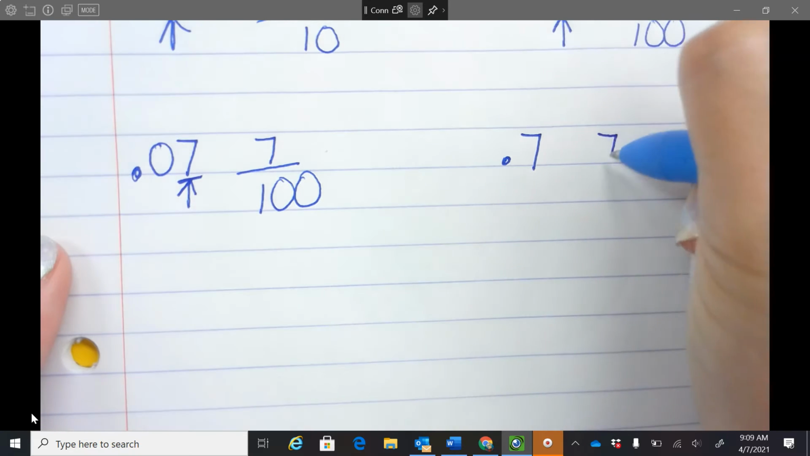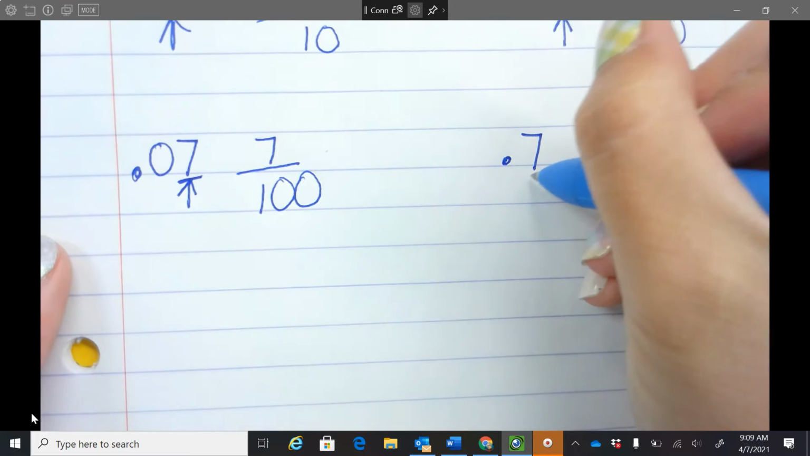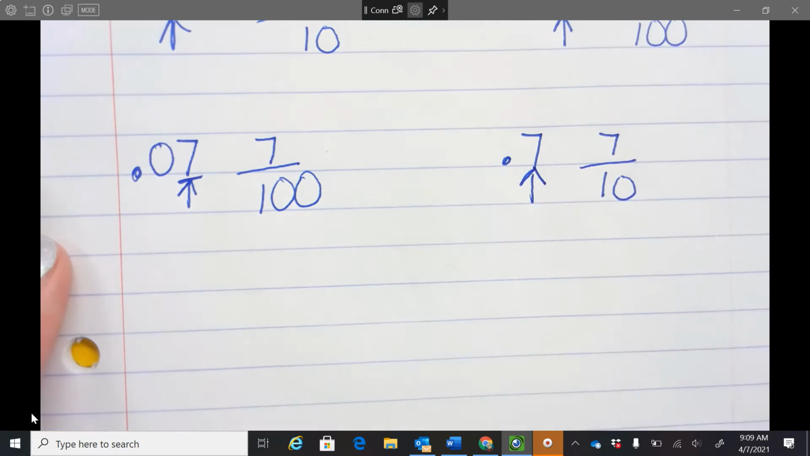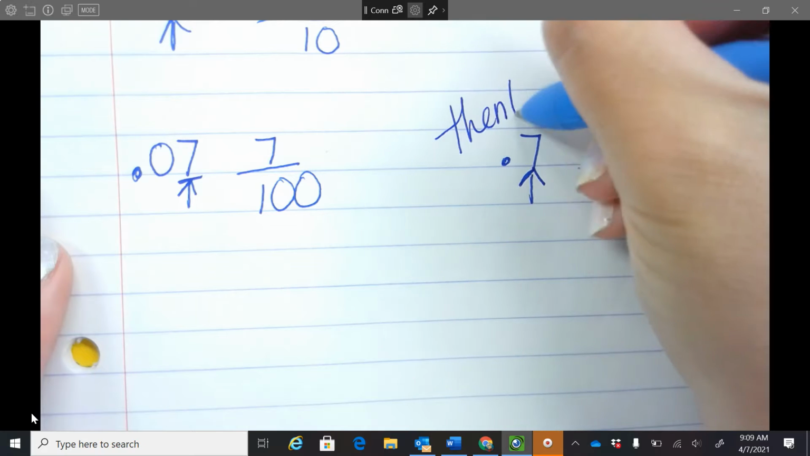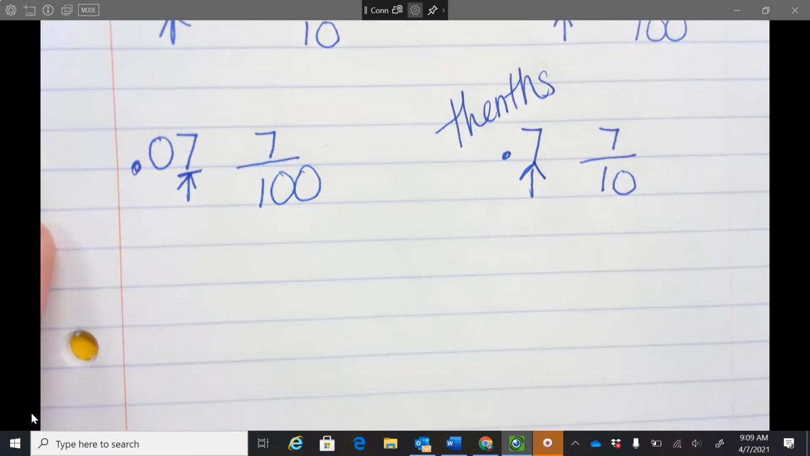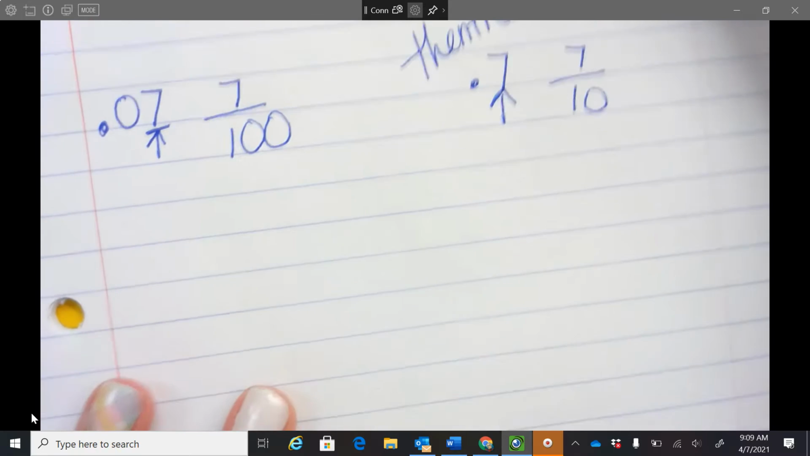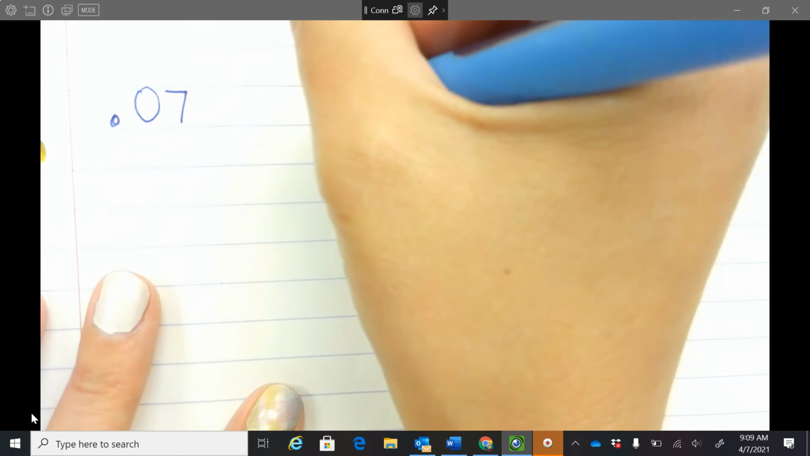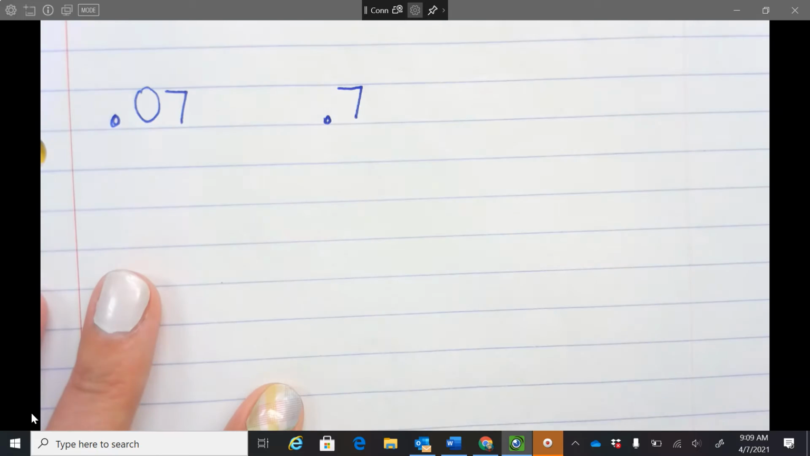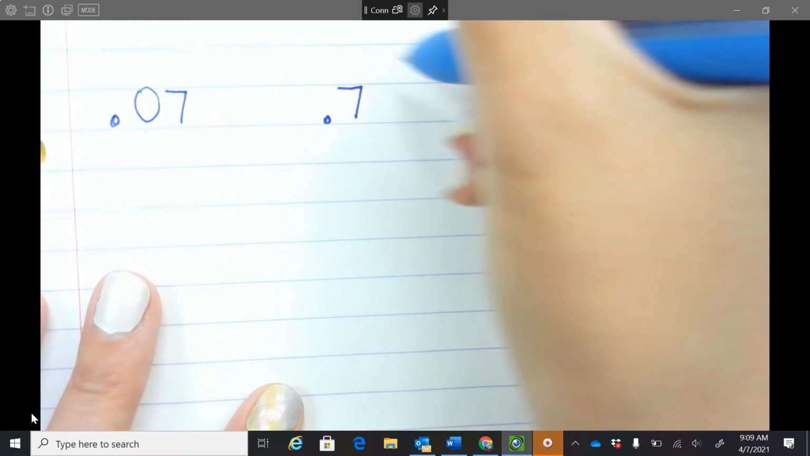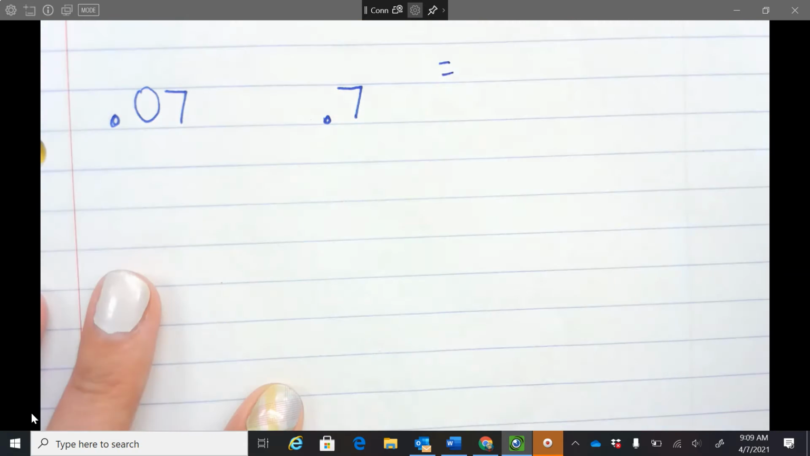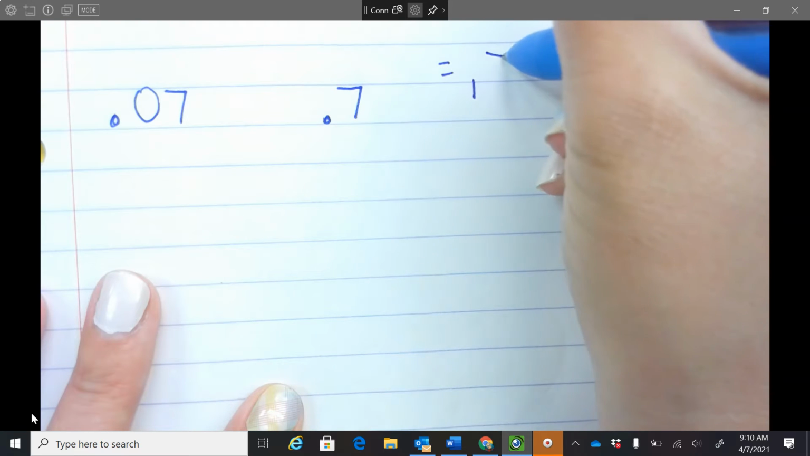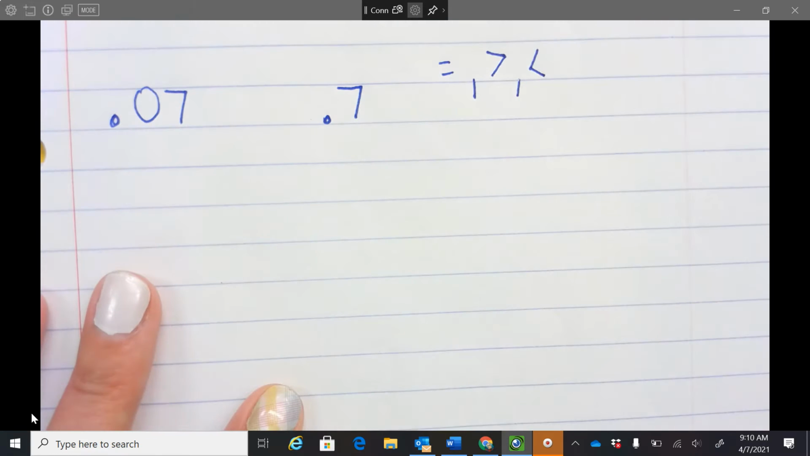Awesome. So if you wrote 7/10, you are correct because the 7 is in the tenths place value. It gets easy once you get it. So I want you to compare these two decimals. We have 0.07 and we have 0.7. I want you to compare them and tell me if they are equal or if one is greater than the other or less than the other.